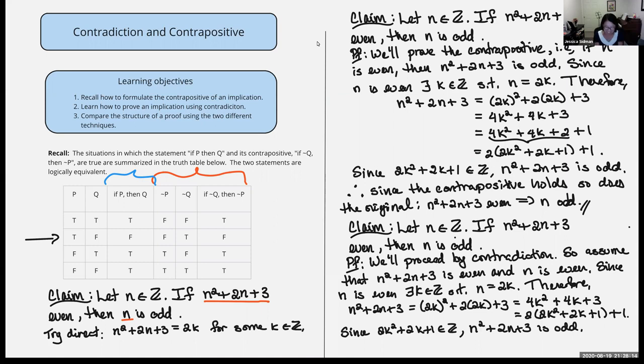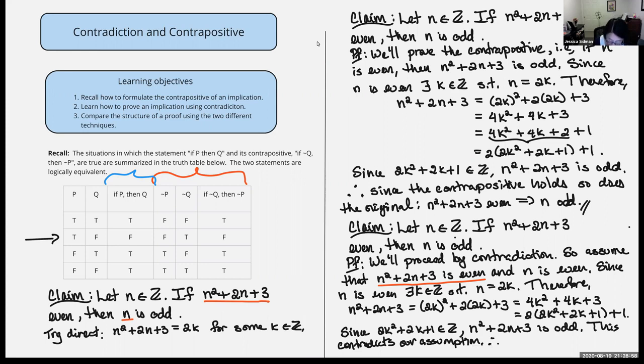But wait a minute. In this proof, what was my assumption? My assumption was that n squared plus 2n plus 3 is even. Okay, this is the contradiction. So this contradicts our assumption. And so since we have a contradiction, it must be then that that's false.